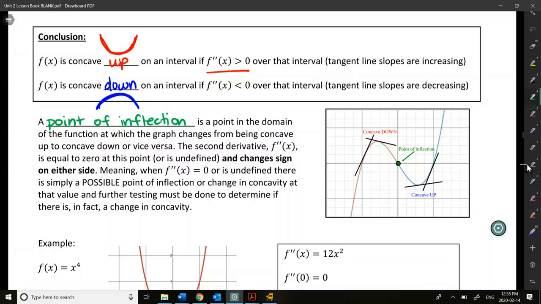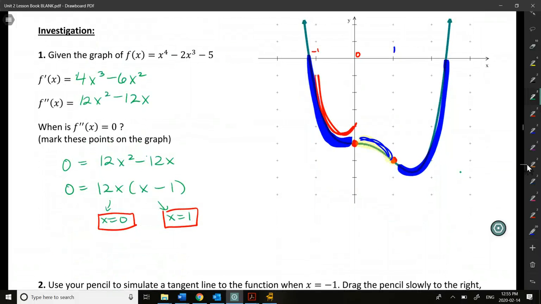If you find a value where your second derivative equals 0, it doesn't necessarily mean that it is immediately a point of inflection. It just means it's a possible point of inflection. We have to test on both sides to see if it actually changes from positive to negative or negative to positive. So when we found the x's of the second derivative up here, we would consider these to just potentially be possible points of inflection, and then we would have to see what's happening on both sides of those. Is there actually a change from concave up to down or down to up? And then if there is, those can be confirmed points of inflection.